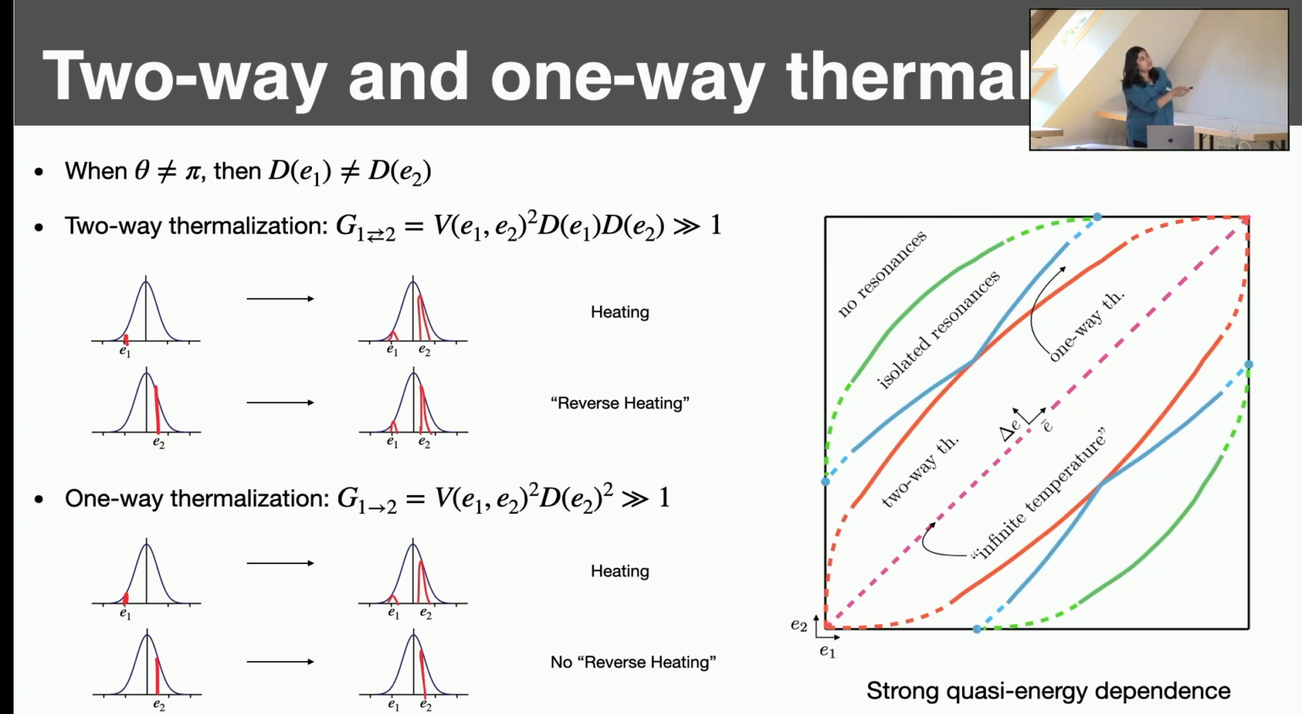And if you increase frequency even more, you get to the point, this is the energy localized phase where there are no resonances altogether. Your Floquet eigenstates are completely localized. And in the middle there, you can get rare isolated resonances, but not this kind of two-way or one-way heating process, okay?